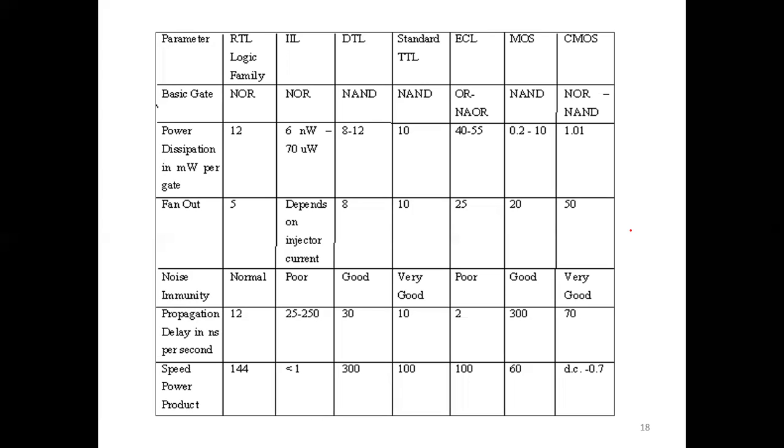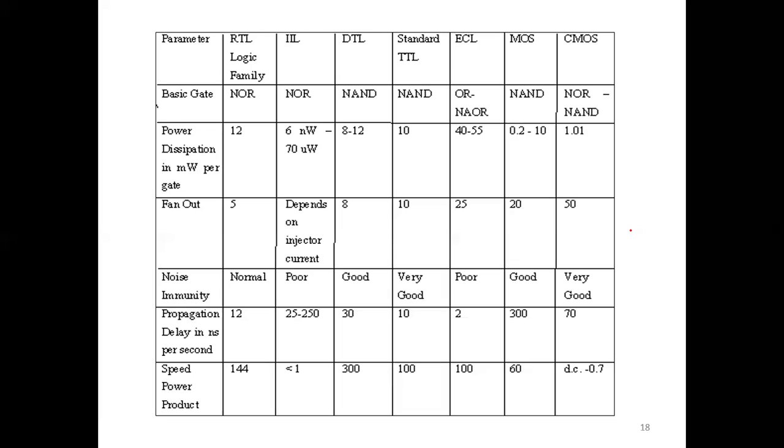Same as IIL, the basic gate is NOR. Power dissipation will be 6 to 70. Fan out depends on the injected current. Noise immunity will be poor. Like that we get a propagation delay of 25 to 250. Then the speed power product will be less than 1.